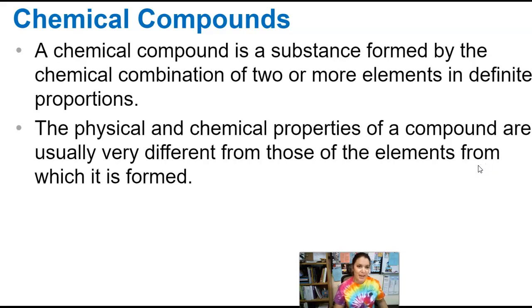A chemical compound is a substance formed by the chemical combination of 2 or more elements in definite proportions. The physical and chemical properties of a compound are usually very different from those of the elements from which it formed.